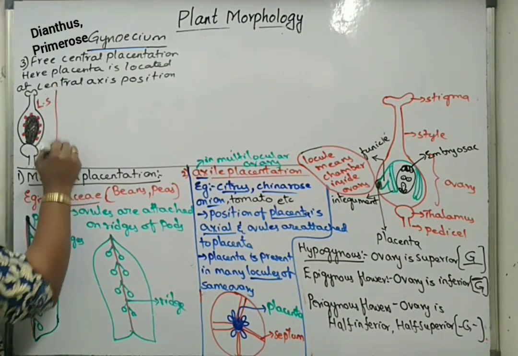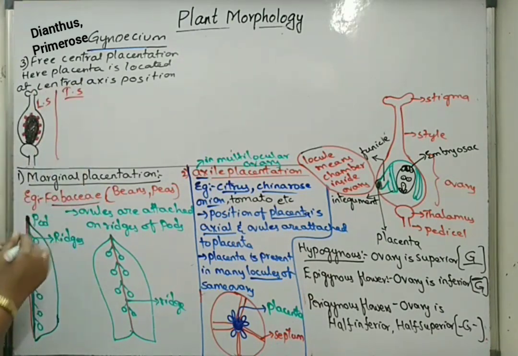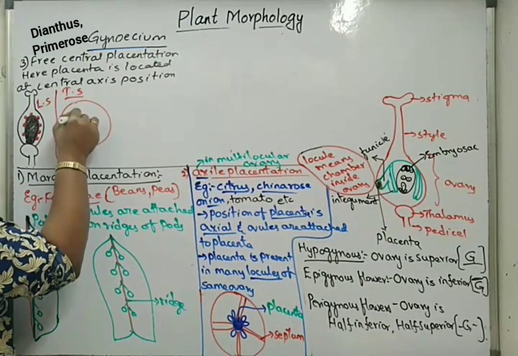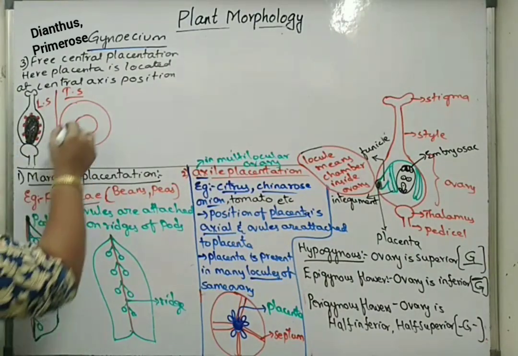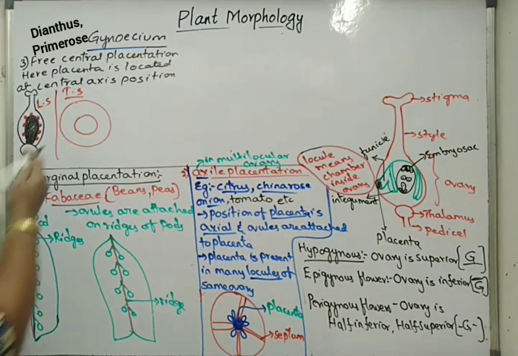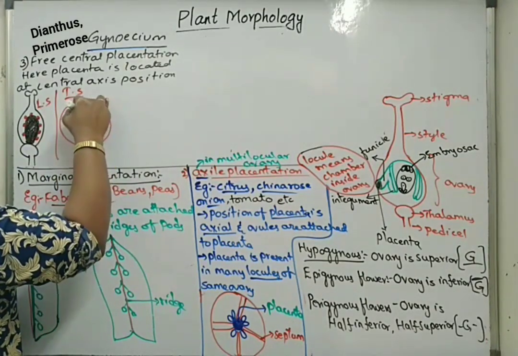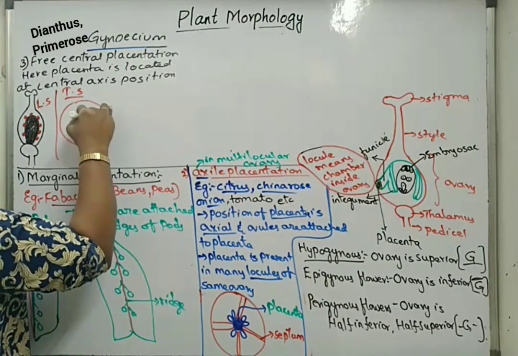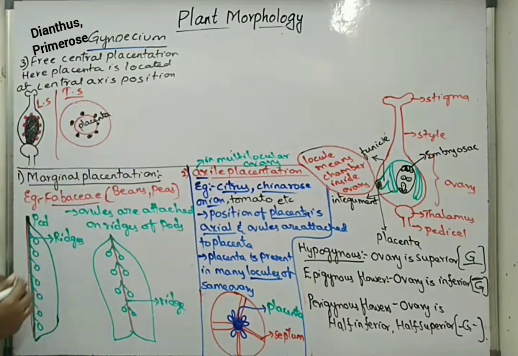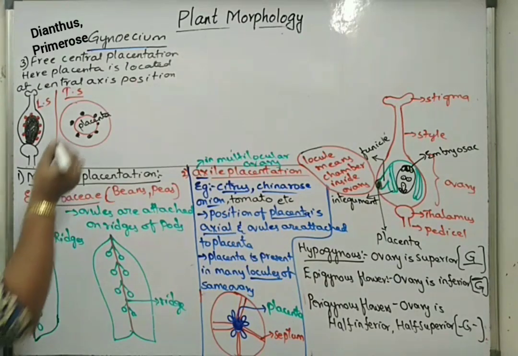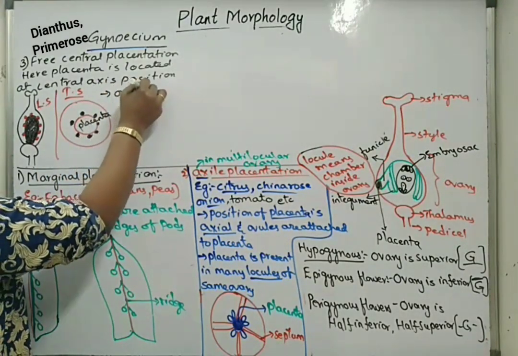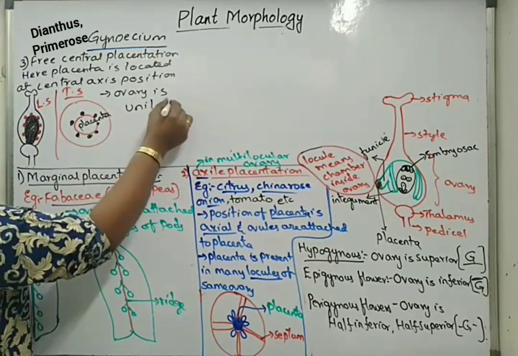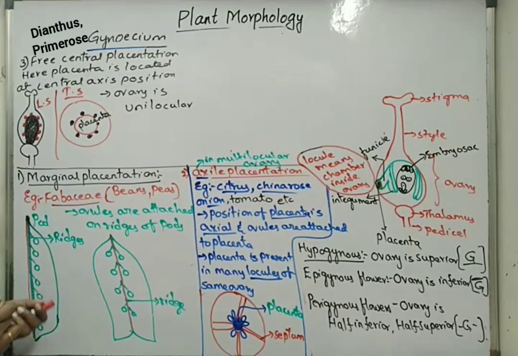Coming to transverse section, TS, means horizontal cutting. You can see the ovary like this, placenta like this, and ovules are attached on the placenta. This is placenta. Central axis position placenta. Here ovary is unilocular, means it is only one chamber. Unilocular ovary.